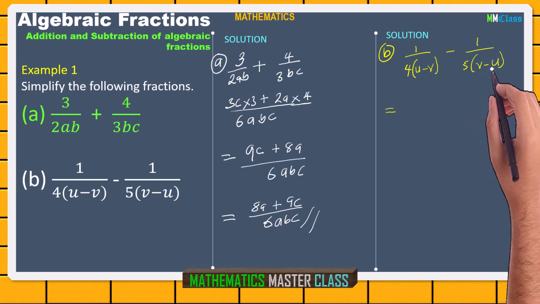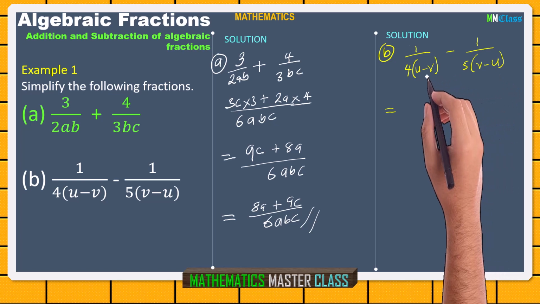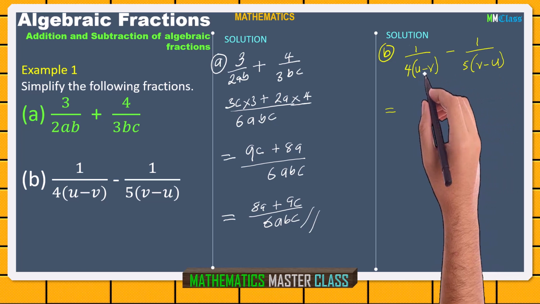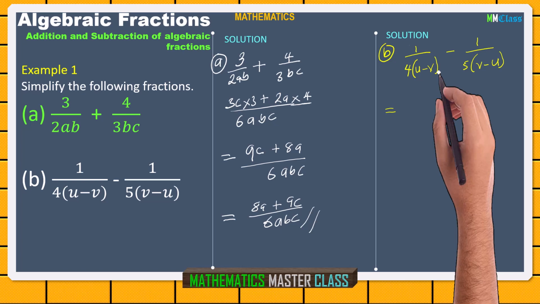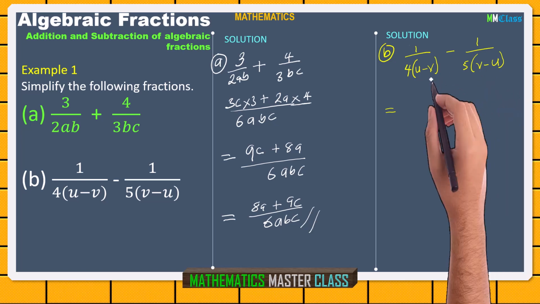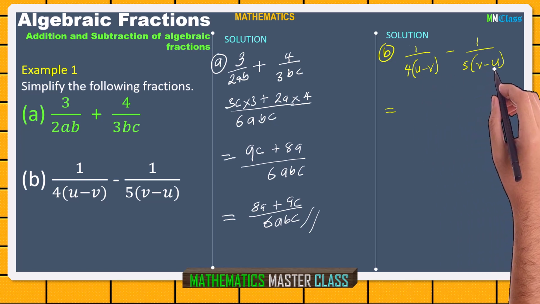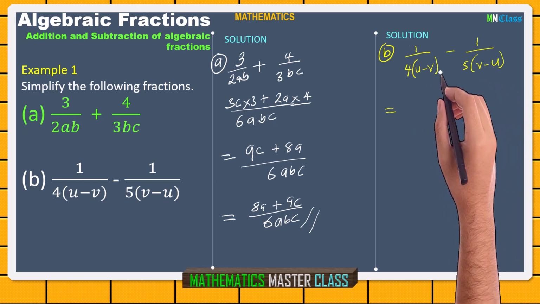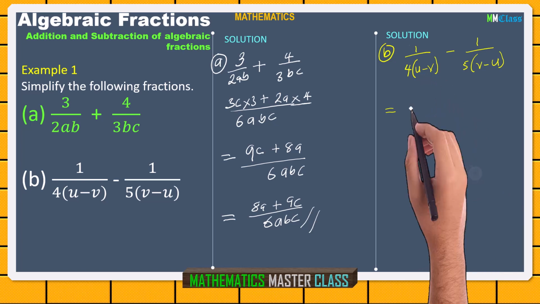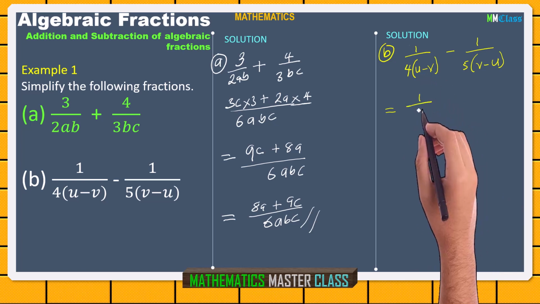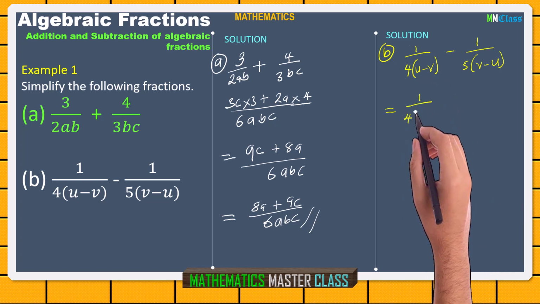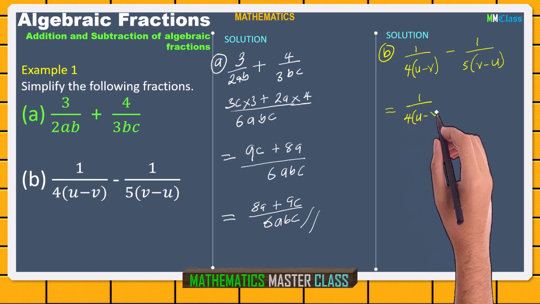Now, v minus u is not exactly the same thing as u minus v, but you can make them the same in a fraction. So what you do, you first of all make them look alike. This will make your work very easy for you. So you can make this v minus u become u minus v. So how do you do that? First of all, let's rewrite the first one. That is 4 open bracket u minus v.